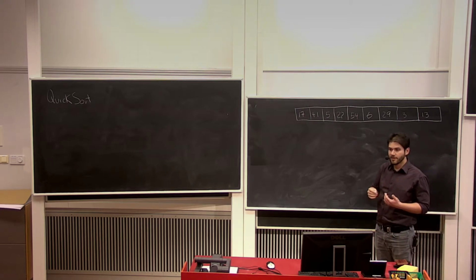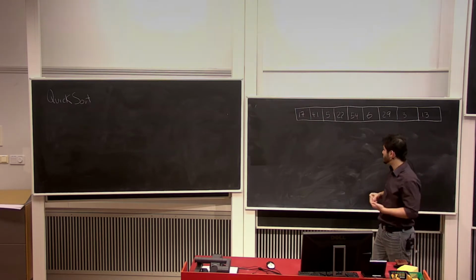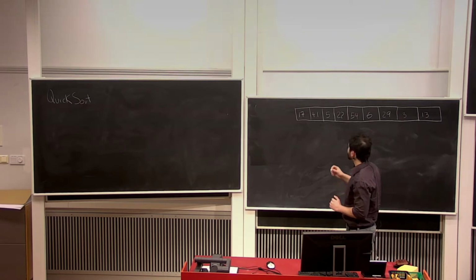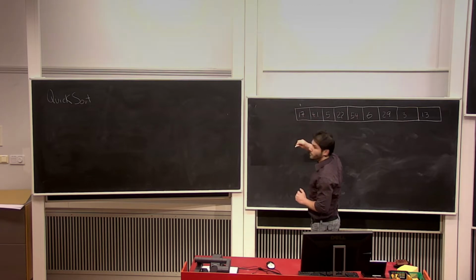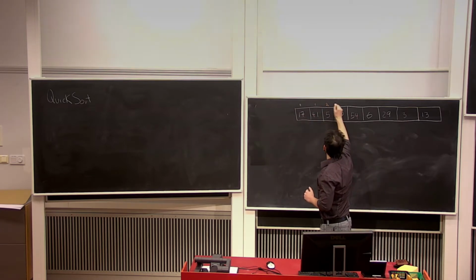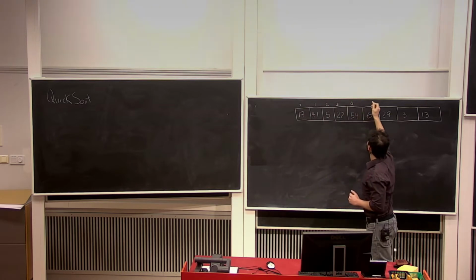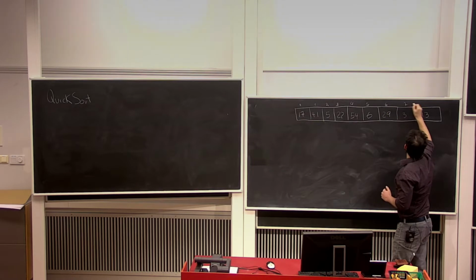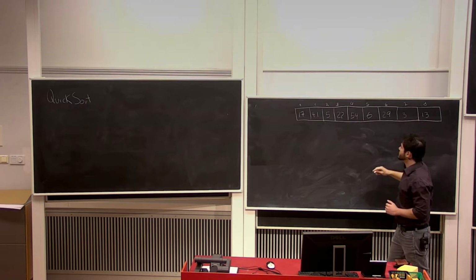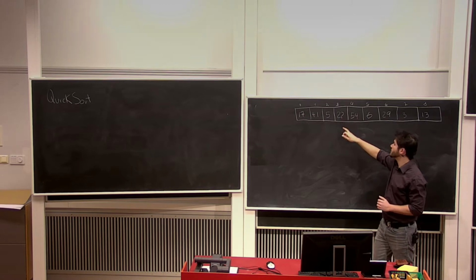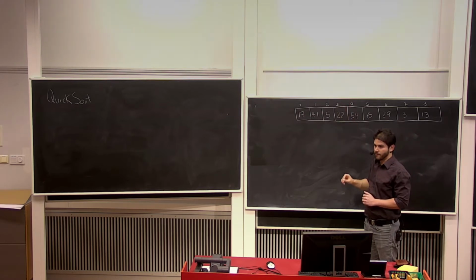So let's first introduce some terminology that is very specific to the quicksort algorithm. And let's start with the concept of index. The index is the position of an element in the array. In this case, for example, the element 22 is position 3 in the array.